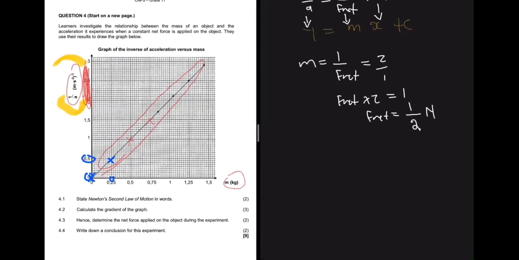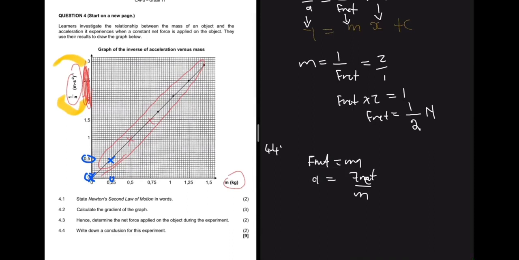And then 4.4 says, write down a conclusion for this experiment. Okay, so the conclusion of this experiment, look at this. We know that F net equals ma, right? And if we make a the subject of the formula, we get F net divided by m, right? So here we can see that acceleration is inversely proportional to the mass.